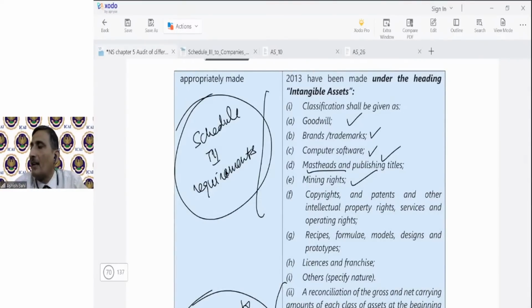Anmol Patwa, what is cut-off testing? Cut-off testing means as on a cut-off date. The cut-off date is the close of the year, 31st March. So as on that date, as at the close of the year, the auditor gains satisfaction relating to some procedure.